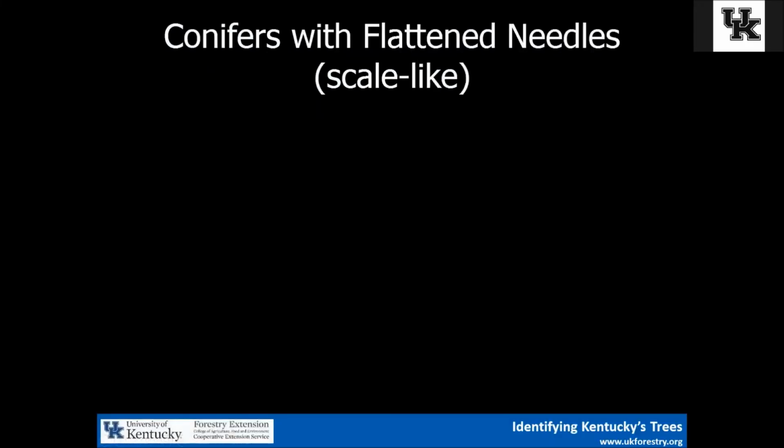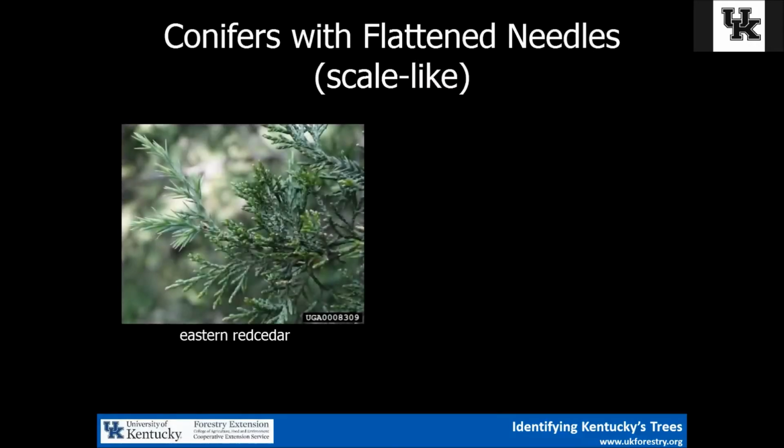Okay, so let's talk about conifers with flattened needles that are scale-like. We've got eastern red cedar, and this one we've got both mature leaves. These are the compressed overlapping scale leaves, and then this is new growth with those sharp spiky little needles, and those will be sharp to the touch.